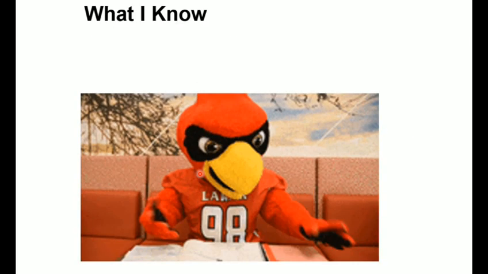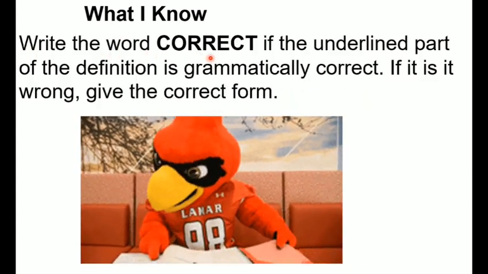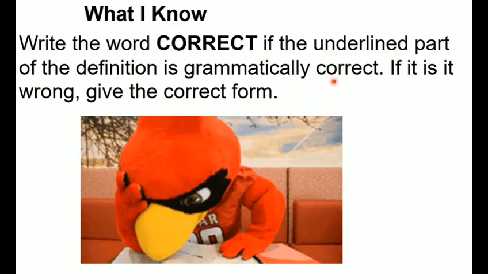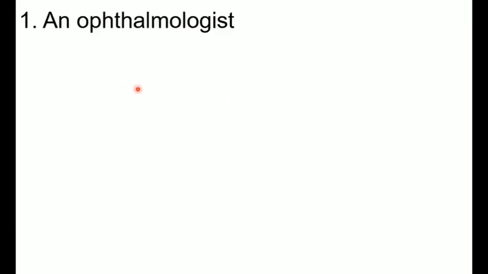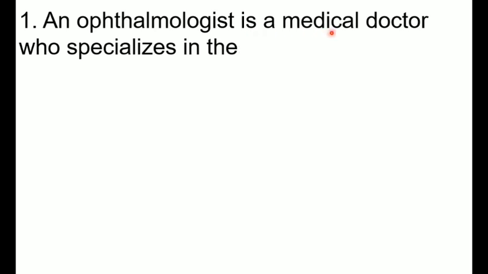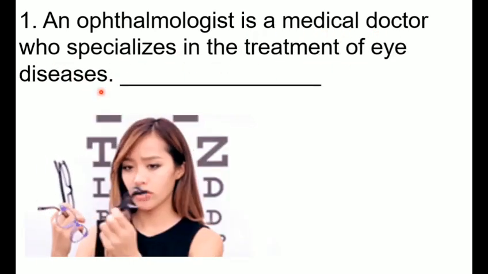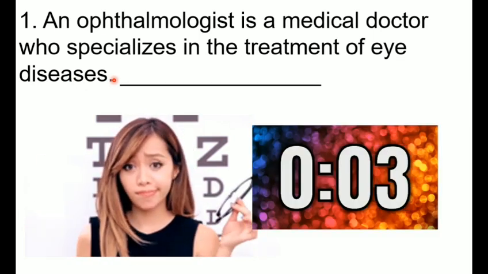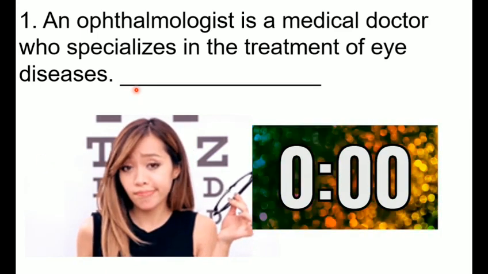Alright, let's start. In your module, under What I Know, write the word correct if the underlined part of the definition is grammatically correct. If it is wrong, give the correct form. Number 1. An ophthalmologist is a medical doctor who specializes in the treatment of eye diseases. Okay, I'm going to give you 5 seconds. This is correct.